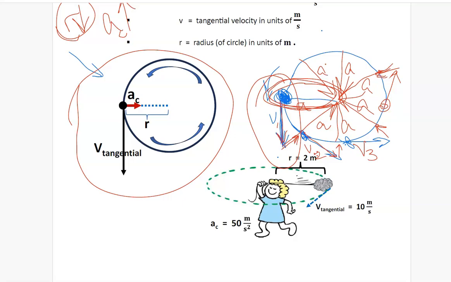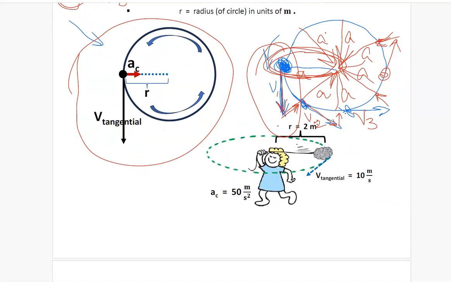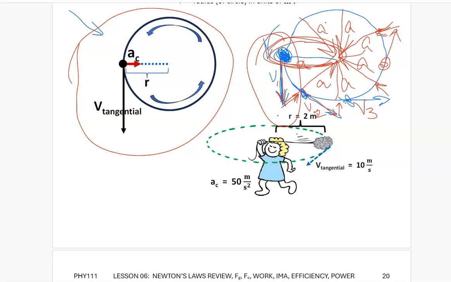And in this diagram of the little girl spinning a rock around, you see that she's spinning the rock with a string that is 2 meters long, so the radius of this circle is 2 meters, and the rock has a speed at any moment, that's referred to as the tangential velocity, because it's always pointing as a tangent to the circle as it's changing direction going around the circle. Its tangential velocity is 10 meters per second.